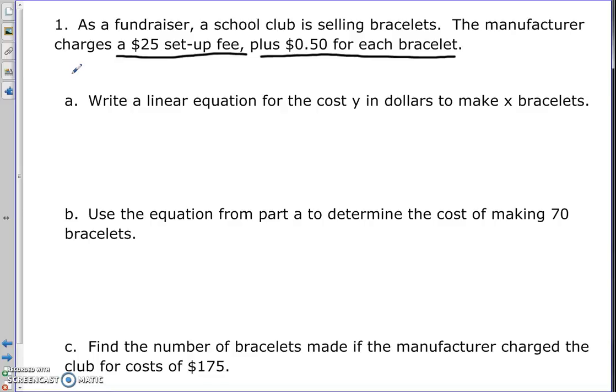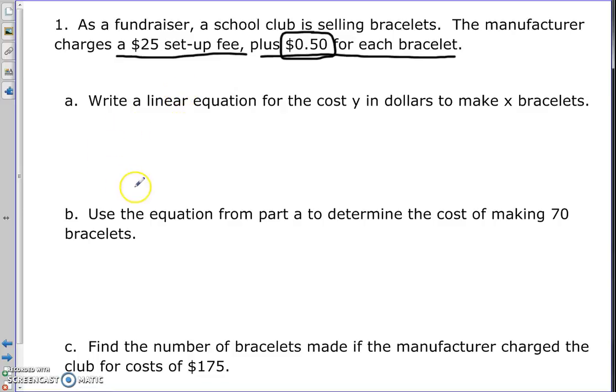as a fundraiser. So we're at the school, we have to get them from the manufacturer. So when you put in your order and you design the bracelet, they're charging for that process. So it costs $25 for them to take what you're sending them and get their machine set up to punch them out like that. So that just is a flat fee, like no matter what, $25 one-time fee. And then, depending on how many bracelets you want, you're going to have to pay 50 cents for each one.